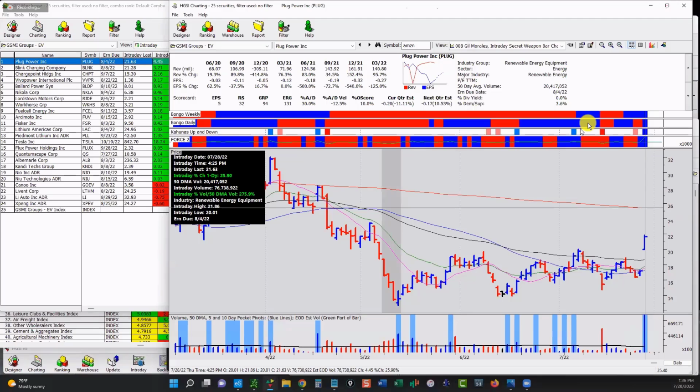And we can see right away that these names were moving today for a very simple reason: the Biden administration is going to be, I don't think it was, a $250 billion bill that's corporate welfare for the green energy industry. So all these things are gapping higher. And you could pick this up pretty quickly in the day just by cycling through these groups.